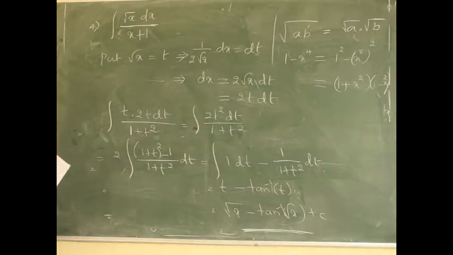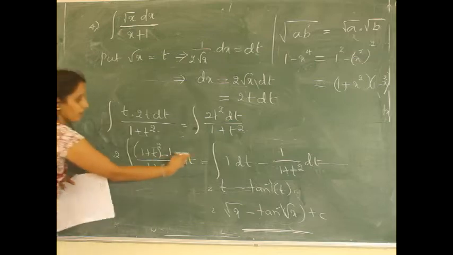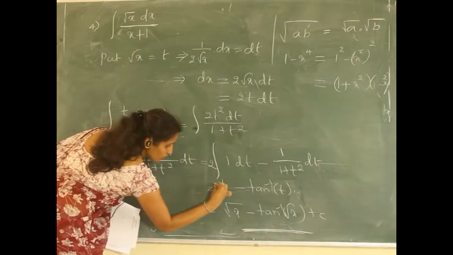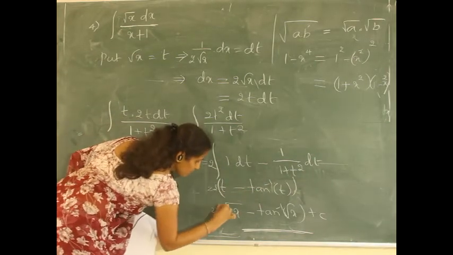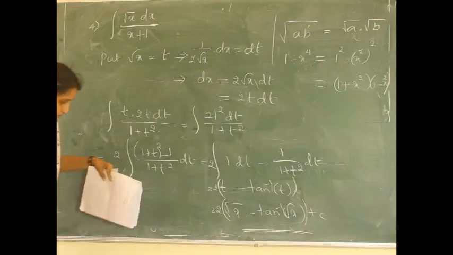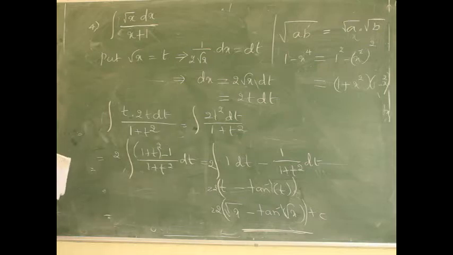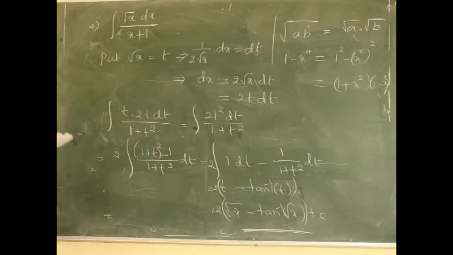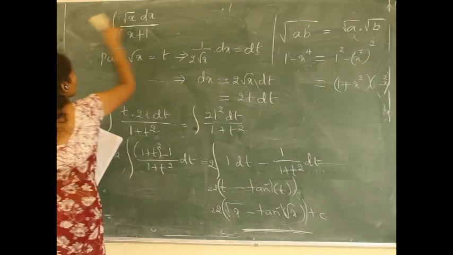So what is the answer? Already we have kept 2 outside, so it is 2 times of this. So it is 2 into root x minus tan inverse of root x plus c. So it is option A. 2 into root x minus tan inverse root x, that is option A. So it is the 4th question.